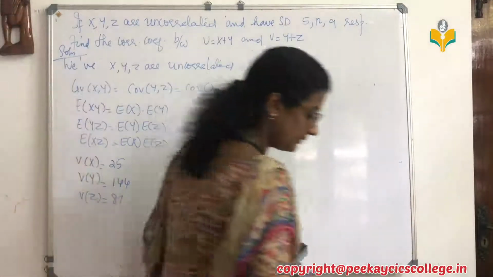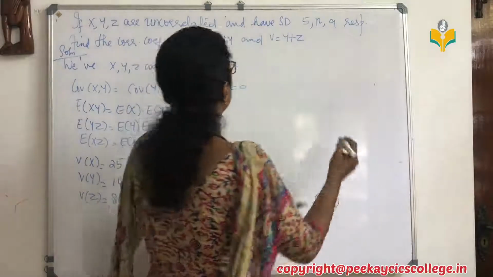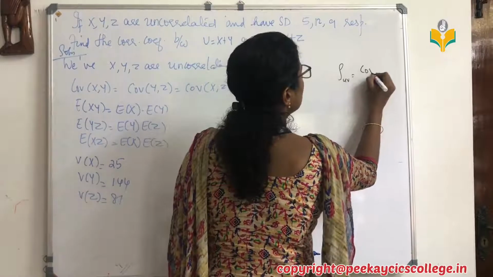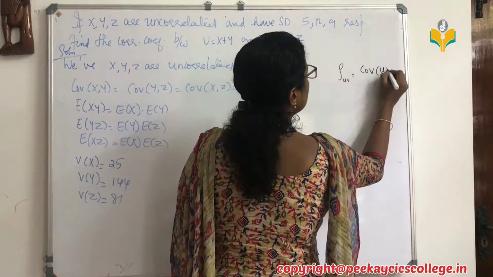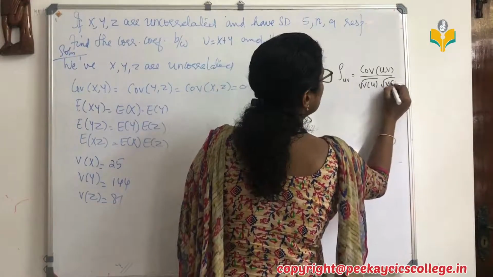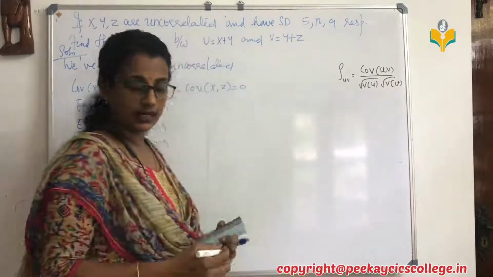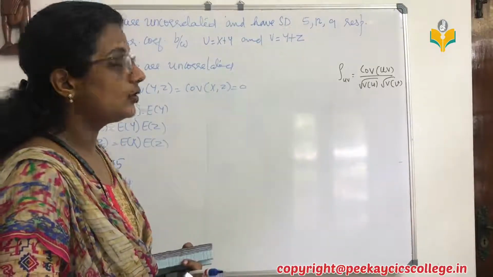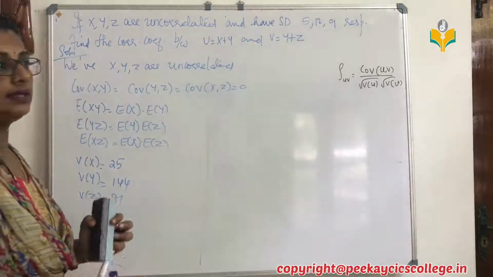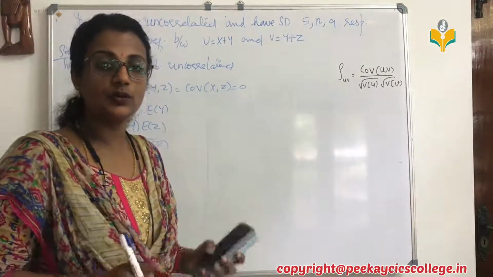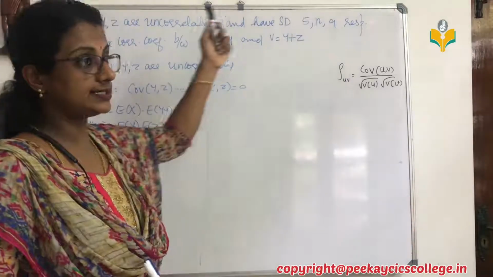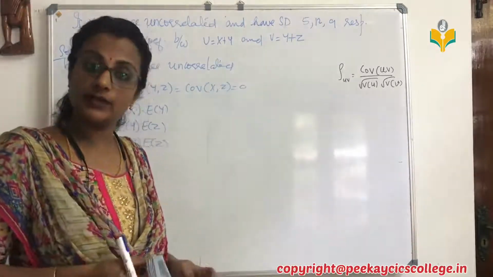Okay. Now we want to find the correlation coefficient between u and v. What is the correlation coefficient between u and v? Correlation coefficient, that is rho uv equal to covariance of uv divided by root of variance of u into root of variance of v. Right. So we want to find covariance of uv. First we want to find expectation of u and expectation of v, and variance of u and variance of v.